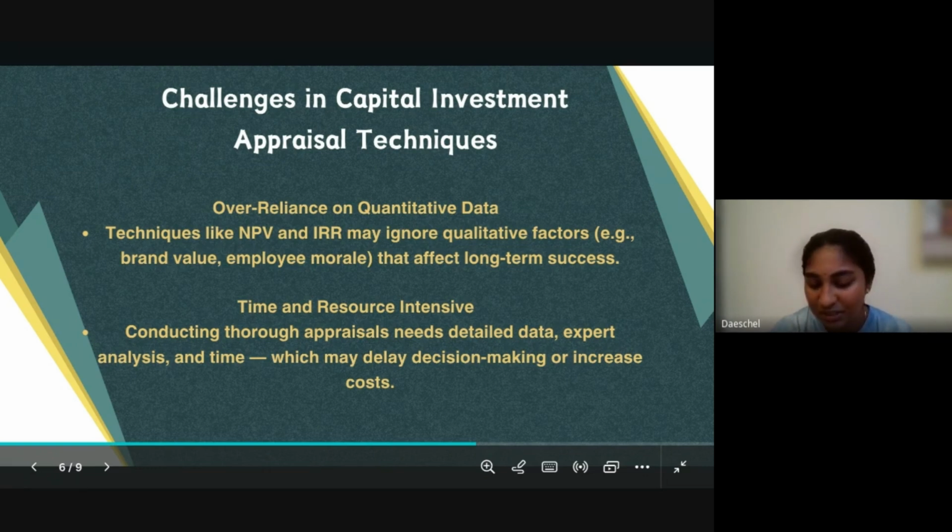Time and resource intensive. Proper investment appraisal requires collecting detailed financial data, market research, and scenario analysis. This can be time consuming and expensive, delaying quick decisions, especially when businesses need to act fast in a competitive market.